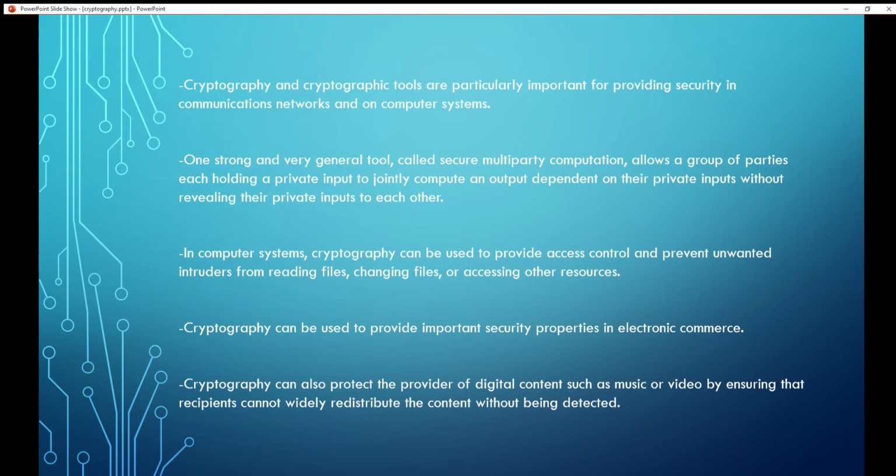Cryptography can also protect the provider of digital content such as music or video by ensuring that recipients cannot widely redistribute the content without being detected. In the future, more advanced applications of cryptography in electronic commerce may be seen, where credit cards are replaced by digital cash and automated agents securely participate in auctions on a user's behalf.